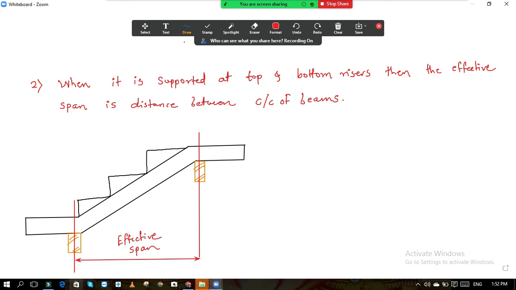Okay. So now the third case. When the landing slab spans in the same direction as the stairs, they should be considered as acting together to consider a single slab. The effective span is the center to center distance between the supporting beams or walls. Okay, so here I will draw the diagram so that it is easier for you.